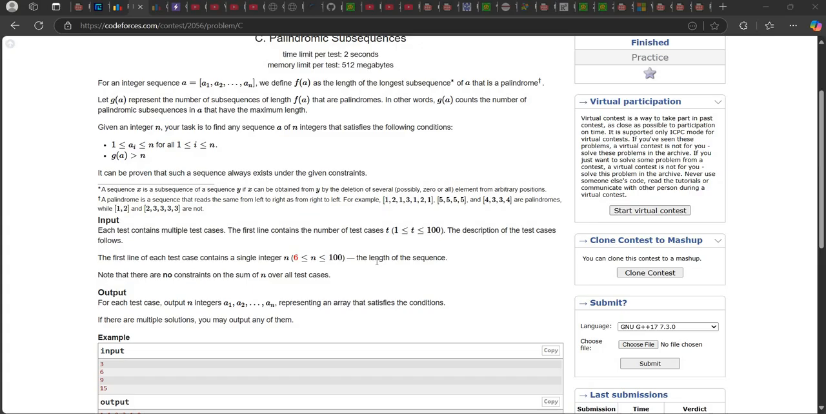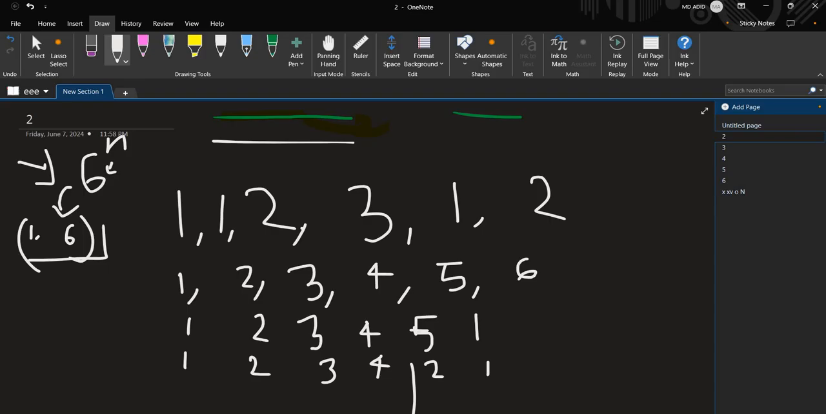I'll be starting off by solving this problem called palindromic subsequences. In this problem, you are required to take an input n, and what you're going to have to output is an array of n elements. Now, each and every element will be between 1 and n.